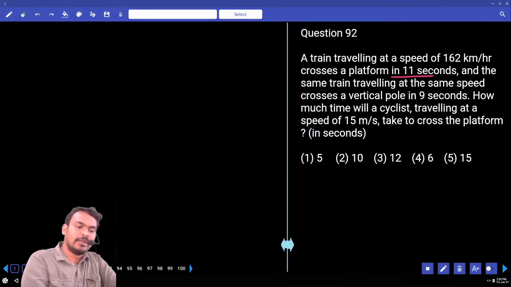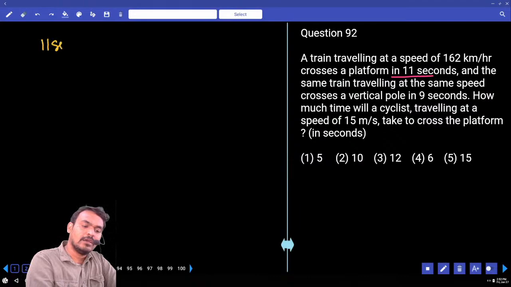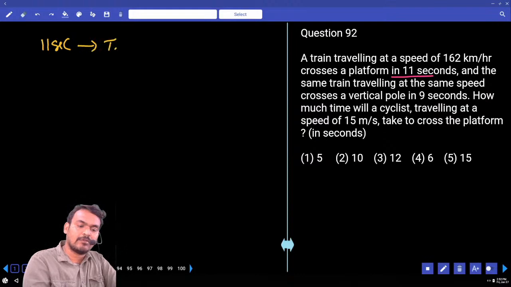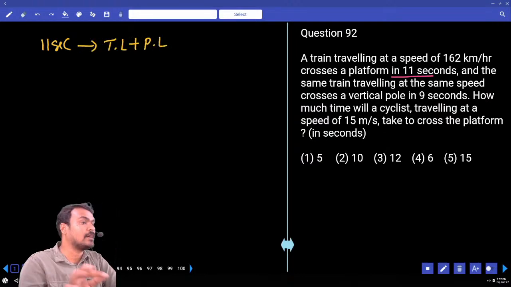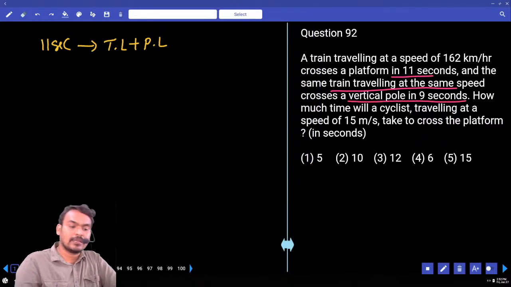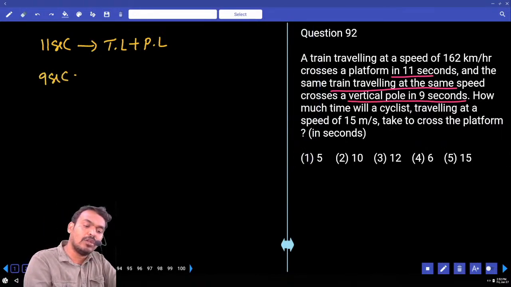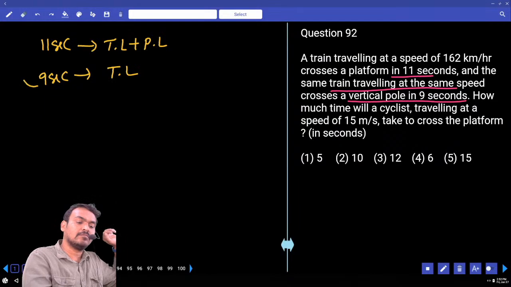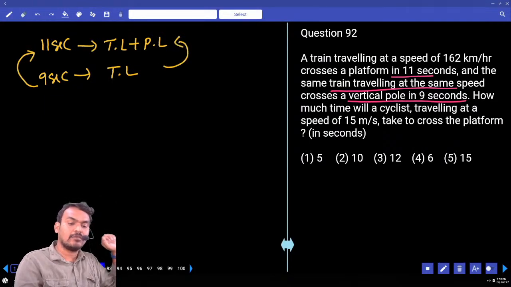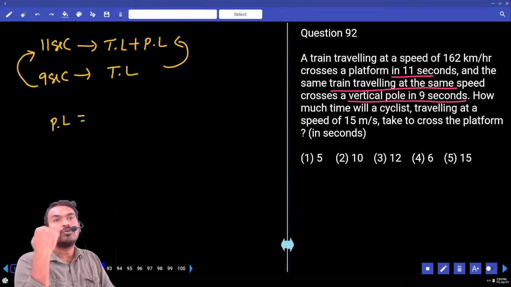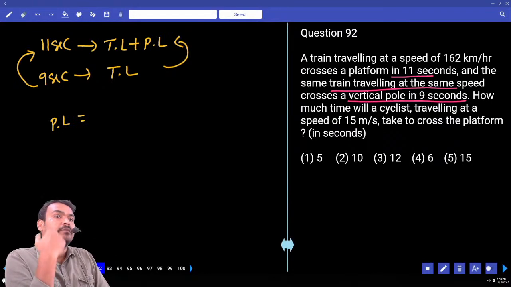11 seconds. When a train passes a platform, it covers train length plus platform length. In 11 seconds, the distance covered is train length plus platform length. But the same train at the same speed crosses a vertical pole in 9 seconds, so in 9 seconds the train covers only its own length. How much extra time is taken? 2 seconds. The extra distance covered is the platform length, in 2 seconds.